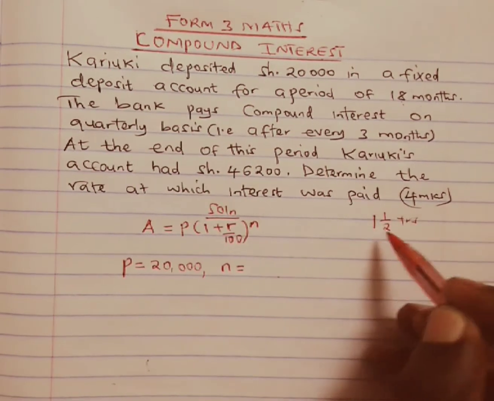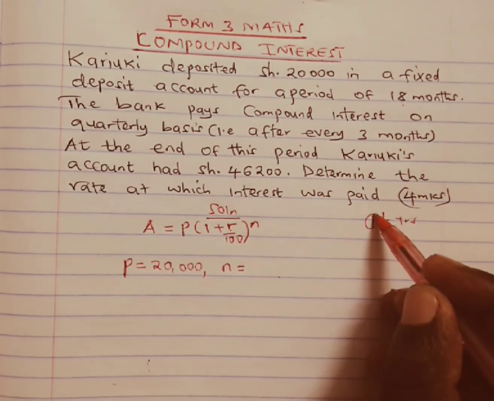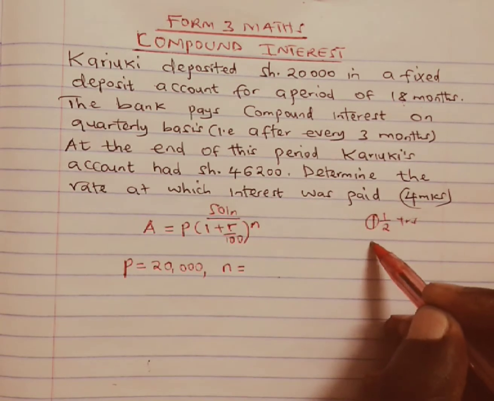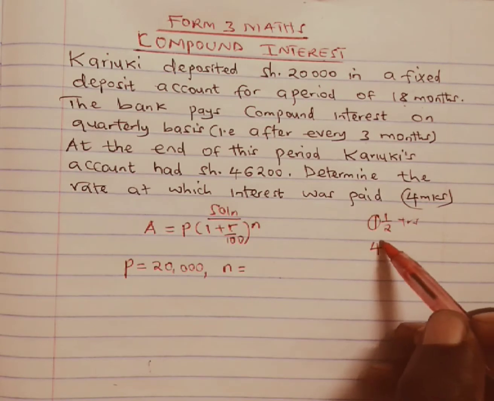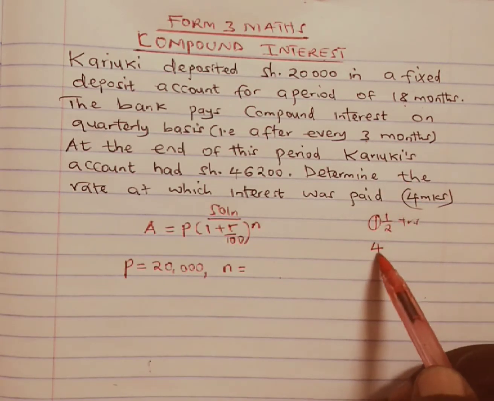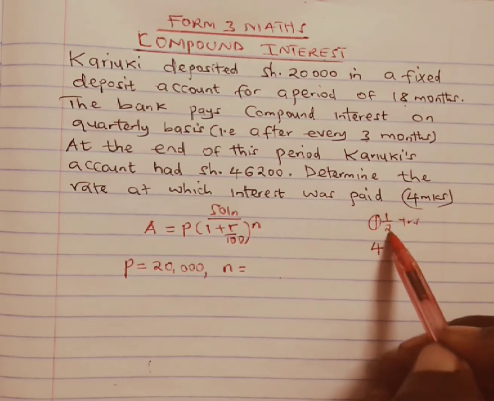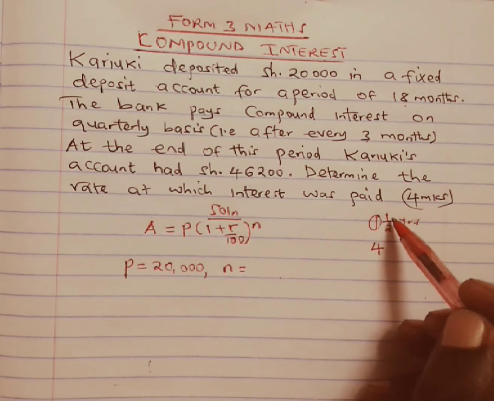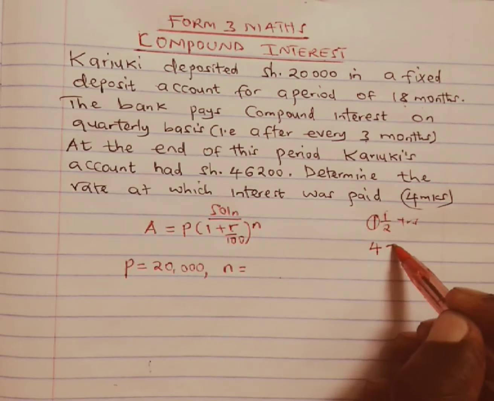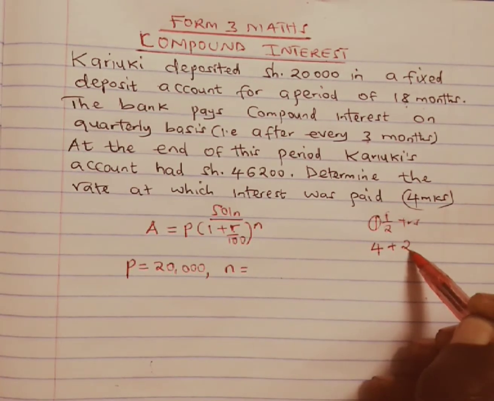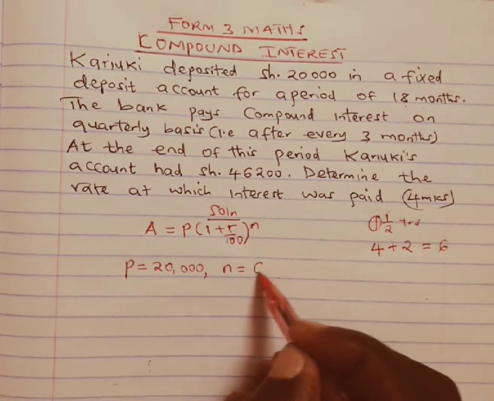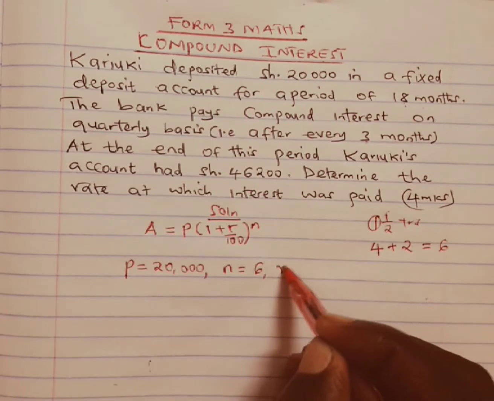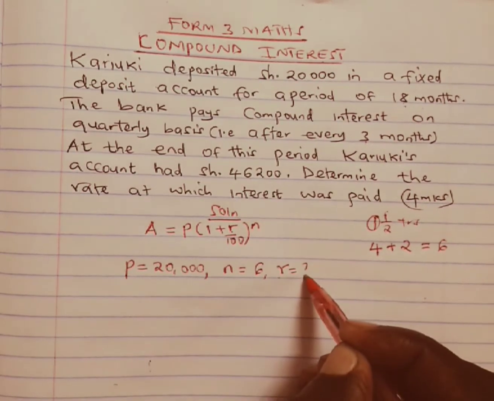years. That means in 1 year that has 12 months, the interest is going to be compounded 4 times. That is, you take 12 divided by 3, which will give you 4. Then the other 6 months, that is half a year, we will also compute it 2 times, giving us the number of interest periods to be 6, and therefore our n is 6. Then the rate of interest is what we are supposed to look for.